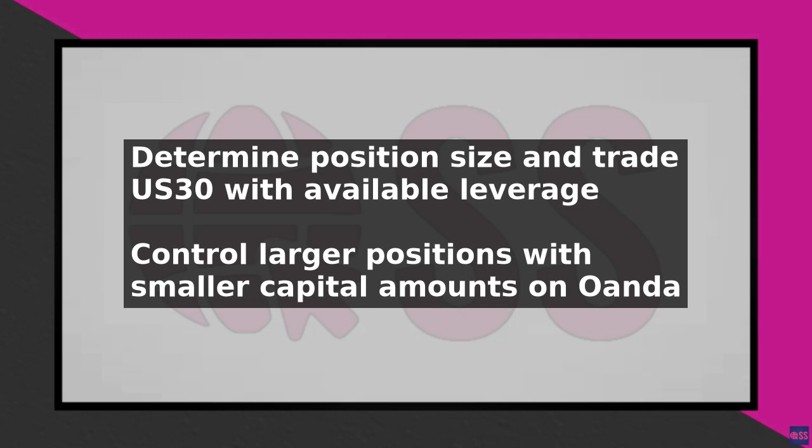If you think the price of US30 will go up, you would place a buy order. Conversely, if you think the price will go down, you would place a sell order. You can also set stop loss and take profit levels to limit your potential losses and lock in profits.